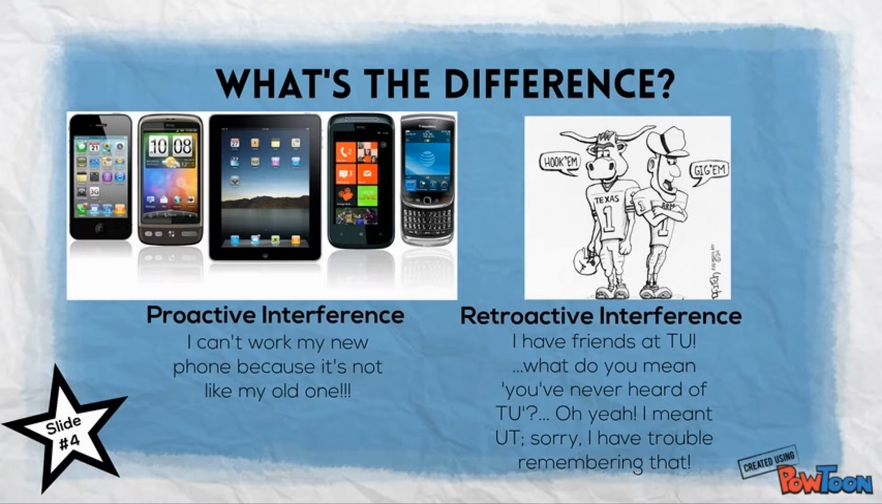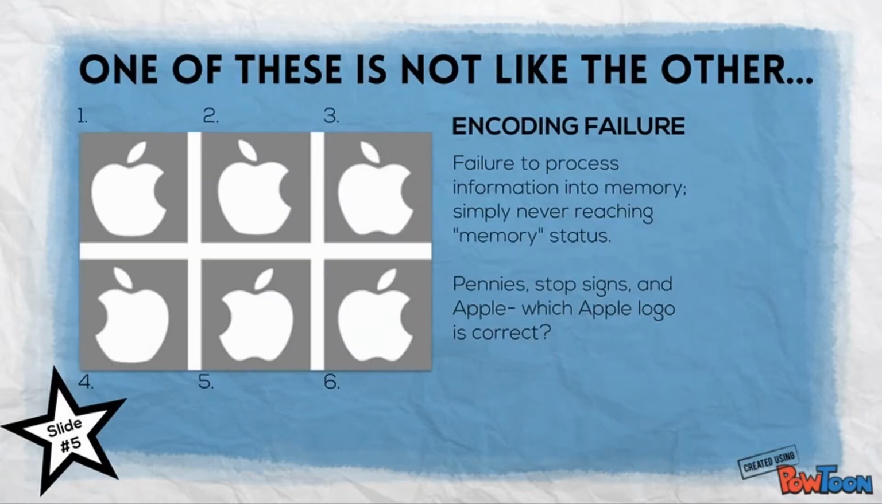Another way we can forget memories is to think that we really never had that as a memory. This is called encoding failure. It's the failure to process information into memory. In other words, really, it never became a memory. If your friend was telling you a story and you were only half paying attention because something else way more interesting was happening in the back, do you really think you'd remember everything your friend said?